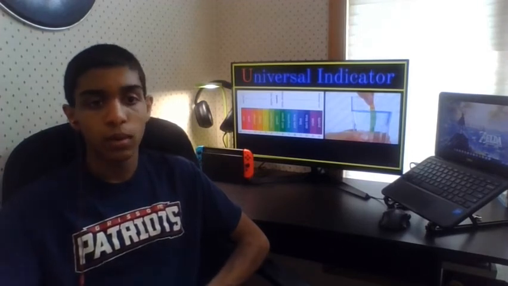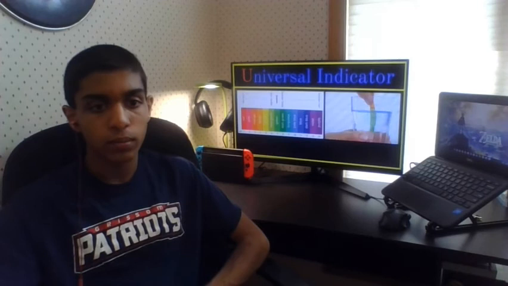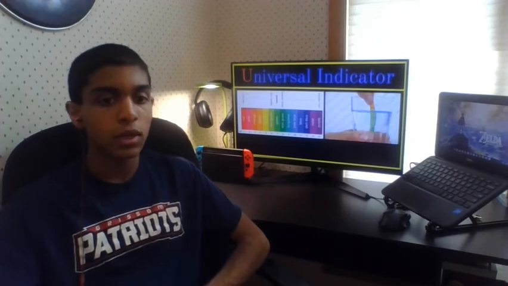Universal indicator. A universal indicator is a test to determine the pH of a substance. Colors are used ranging from red to purple based on the acidity of a substance. Substances with an acidic pH of around 1 have a red color. Substances with a neutral pH of 7 have a green color. And basic substances with a pH of around 14 have a purple color.